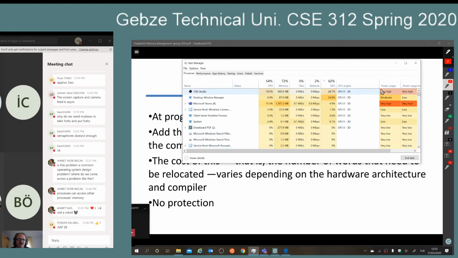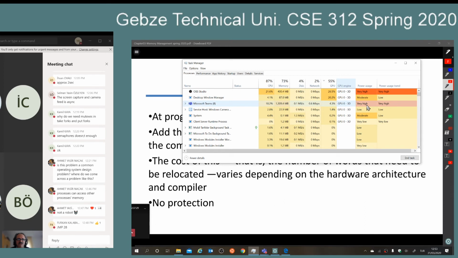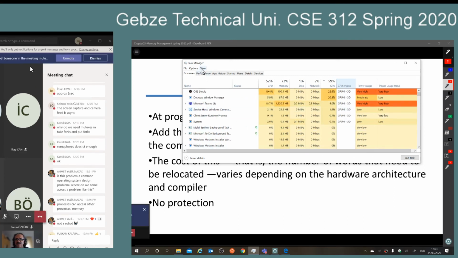Oh, by the way, lots of good stuff happening here, right? Power usage: somebody's using my power a lot. OBS is very high because I am recording it, and Teams is using very high power, and the trend is high. It's getting higher and higher. Do I have my priorities? No, I think I need to look at my other view of doing stuff.